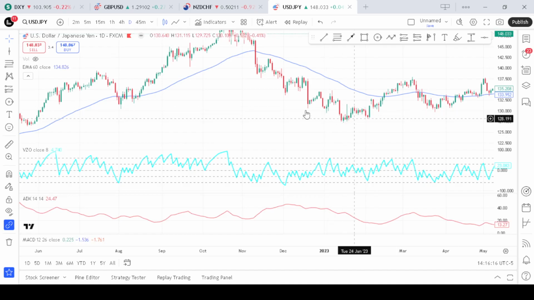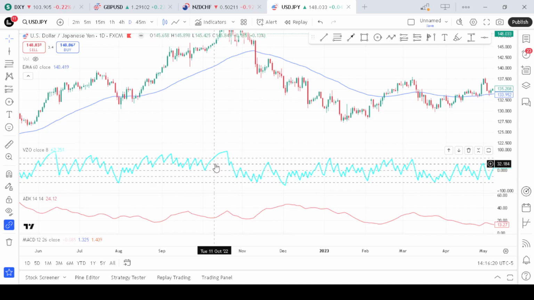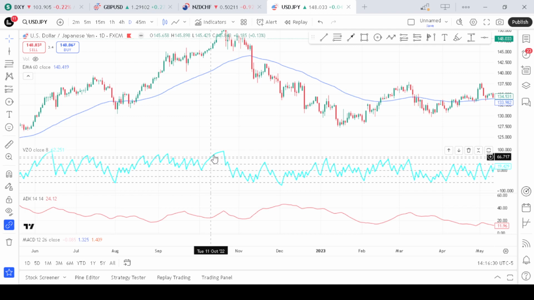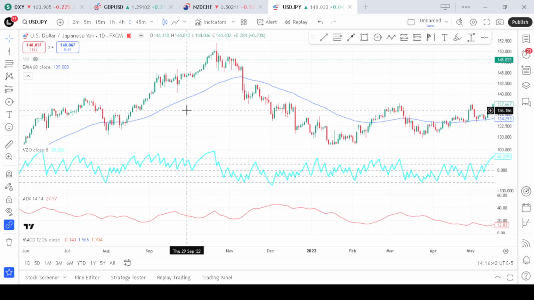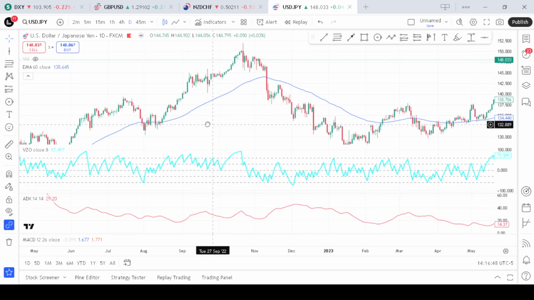For the overbought zone, when the VZO reaches positive 60 or higher, as we can see at this area of the indicator, it suggests that buying pressure might be at its peak and a reversal could occur. If you are holding long positions, this might be a good time for you to take profit and tighten your stop loss or close the trade.